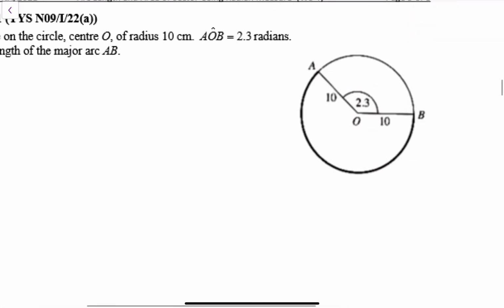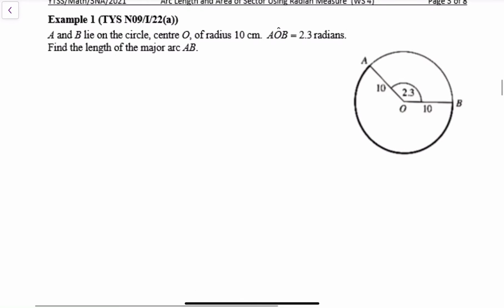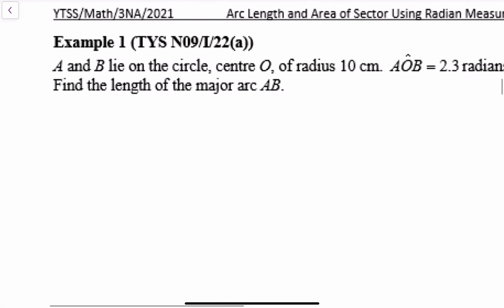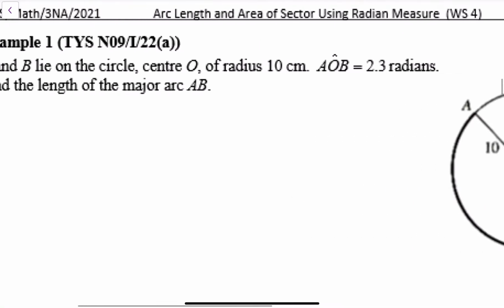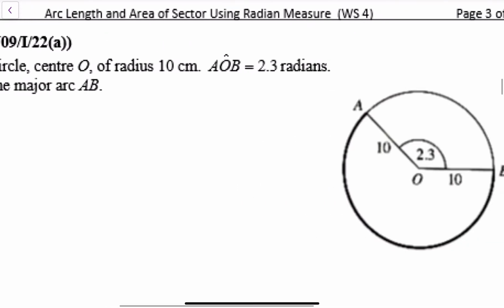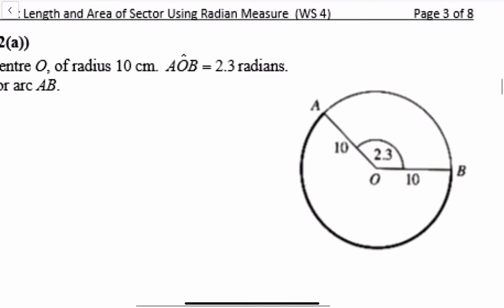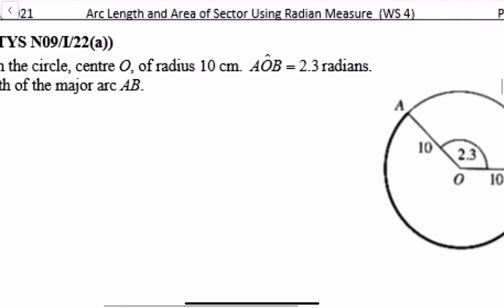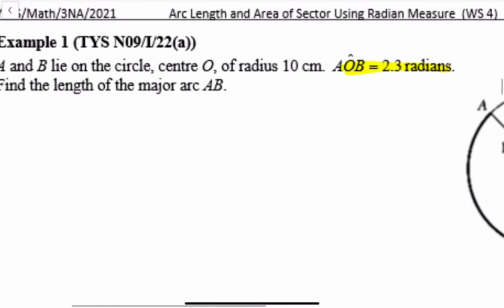Now, let's start by attempting some questions. This is a video recording, so if you want, you can pause or you can go back and re-look at it again. Now, let's read the question properly first. It starts with AB lies on the circle, radius 10 cm, AOB is 2.3 radians. Everyone, highlight this, 2.3 radian. And then the length of the major arc is what they want you to find.